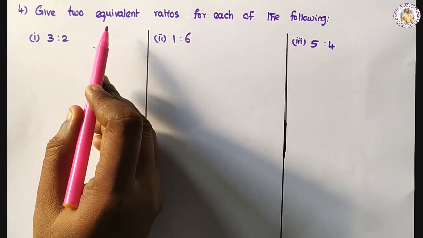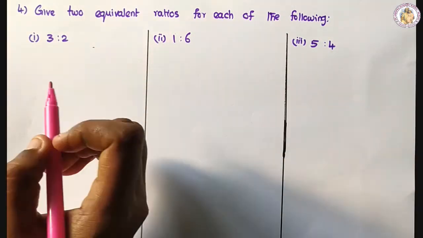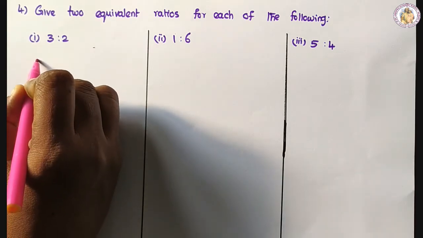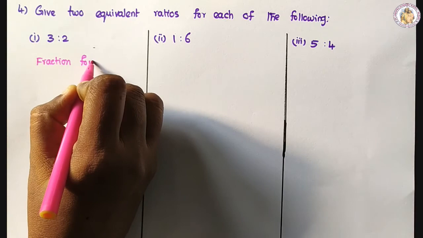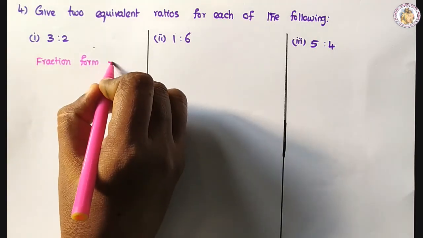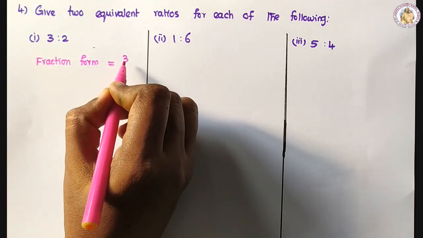Fourth question, give 2 equivalent ratios for each of the following. First one, write in fraction form. Fraction form, that is 3 by 2.